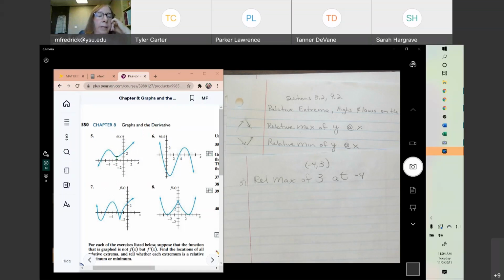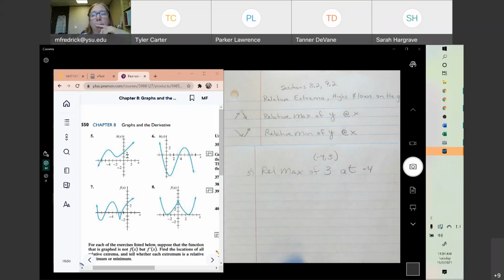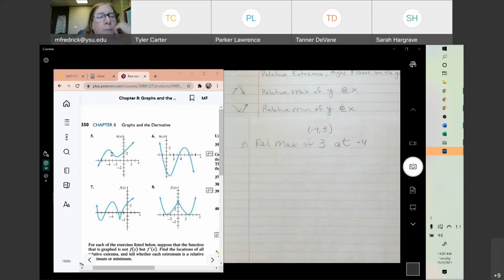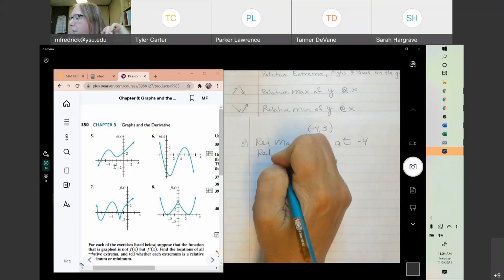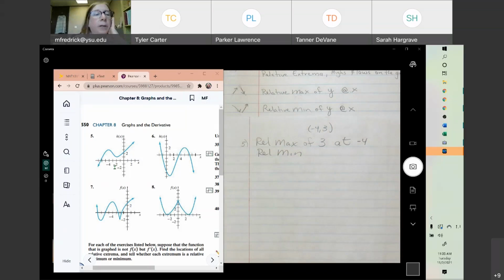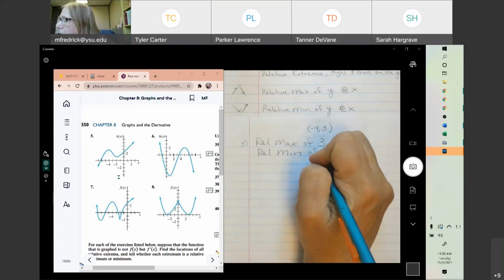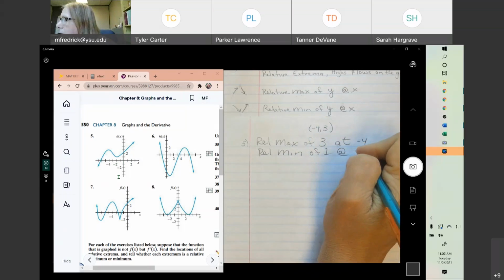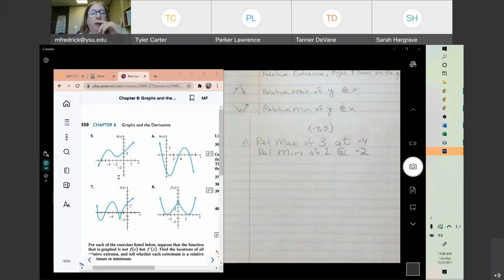This one has a relative min here because it's going down and then up. So anywhere where you're increasing and decreasing change, those are where you have max and mins. So this one here is a min. And then we use the y value, so a relative min of 1 at -2. Any questions on that?